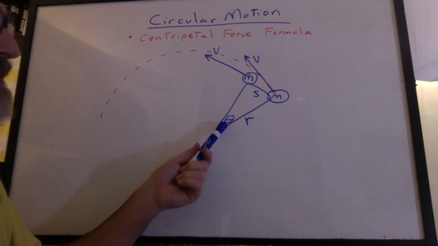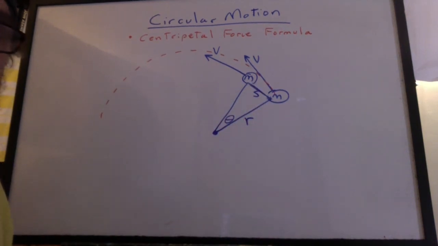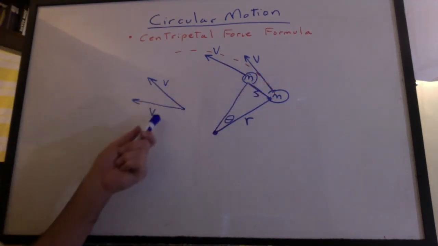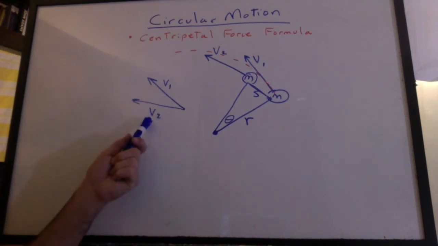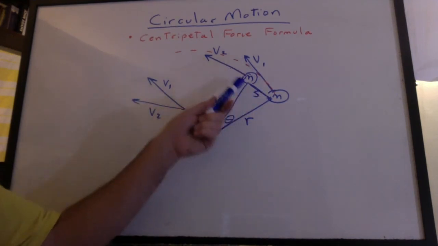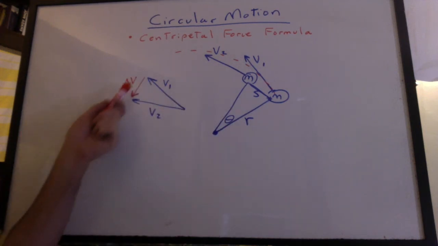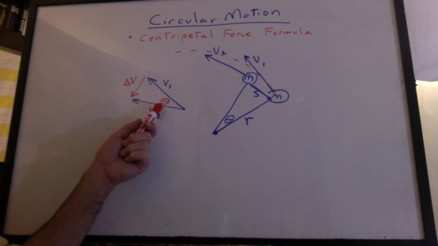If we look at this in a very short amount of time, that arc length starts to approximate a straight line. I've just put the velocity vectors tail to tail. That's the first velocity vector, that's the second. They're not changing in magnitude, they're changing in direction. This is the vector that represents the change in velocity. The angle between these two velocity vectors is also theta.